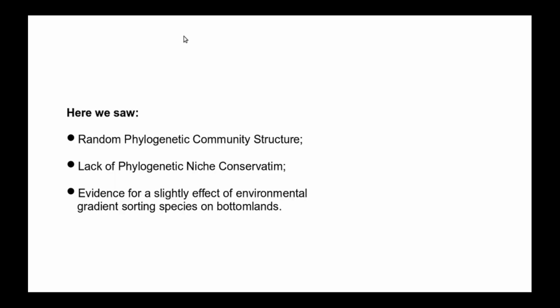So here we saw a random phylogenetic community structure overall in Ducke Reserve, a lack of phylogenetic niche conservatism in the sense that only one trait was conserved, and evidence for a slight effect of environmental gradients sorting species at the bottomlands.